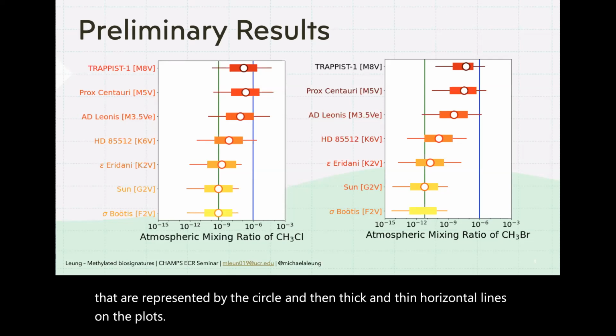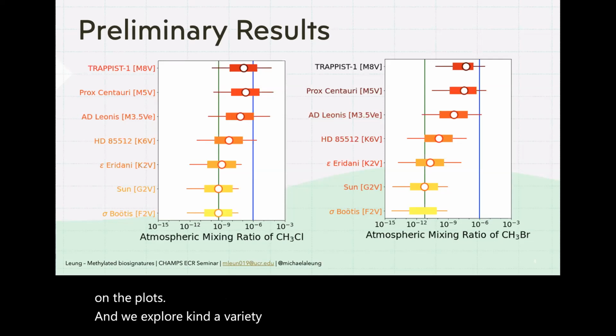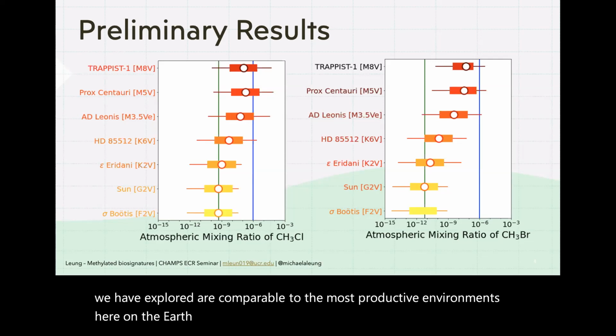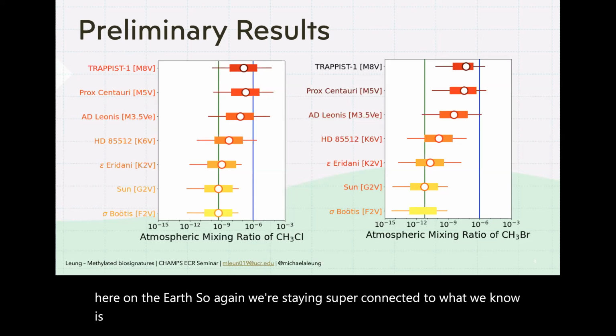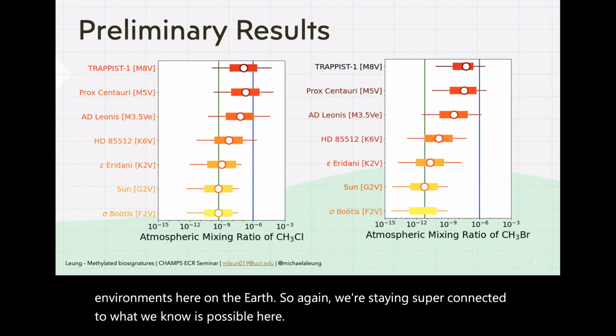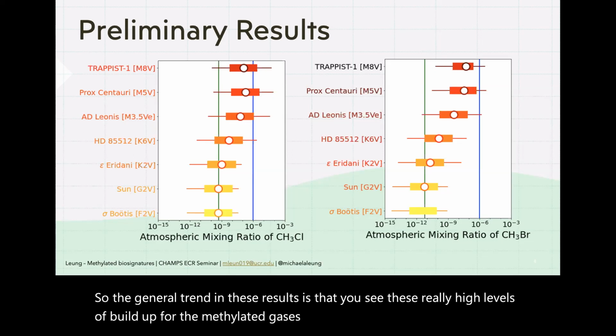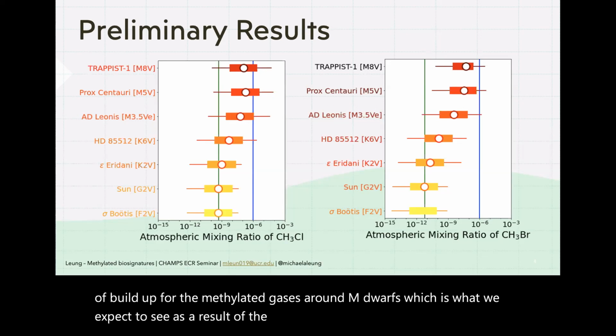And we explore a variety of flux cases, but the largest flux cases that we have explored are comparable to the most productive environments here on the Earth. So again, we're staying super connected to what we know is possible here. The general trend in these results is that you see these really high levels of buildup for the methylated gases around M dwarfs, which is what we expect to see as a result of the photochemistry that occurs in the atmosphere of planets orbiting M dwarf stars.